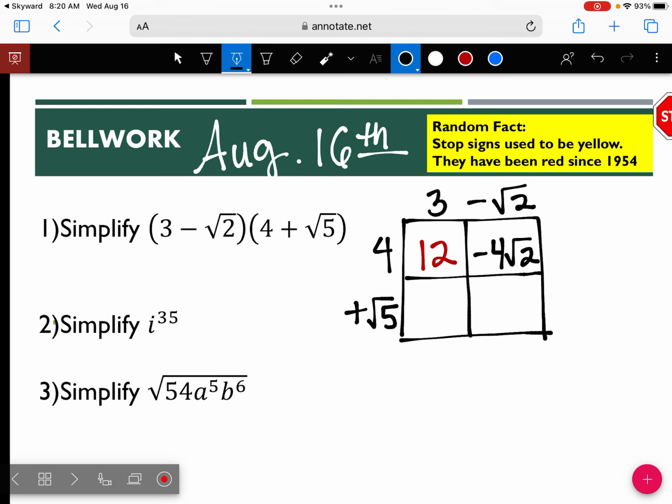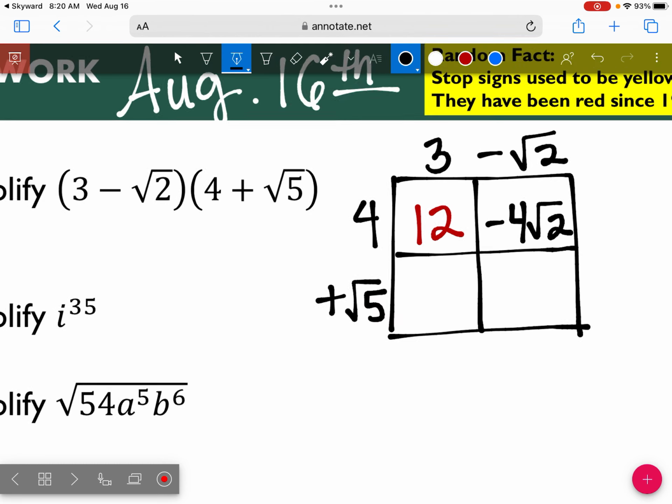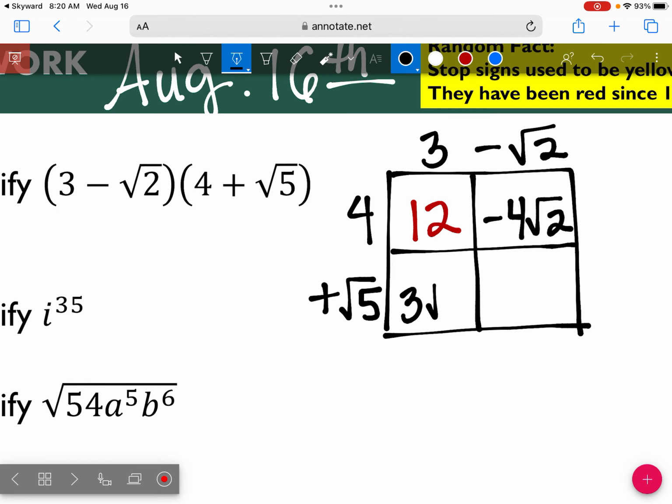And then that third box, you would have 3 times the invisible 1 right here, which would be 3 root 5. And then my last box, I'm multiplying my 2 square roots. You can multiply 2 square roots. They don't have to be the same number to multiply them, but you cannot add them unless they're the same. So this is what you get.